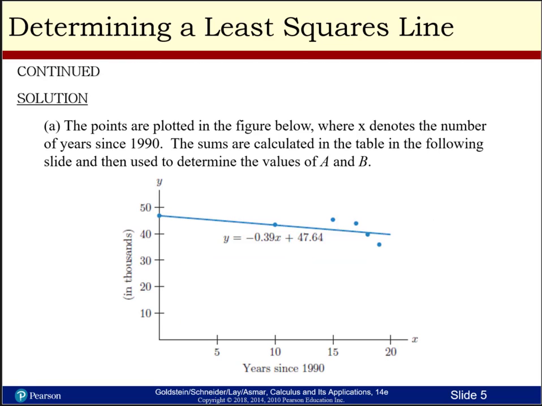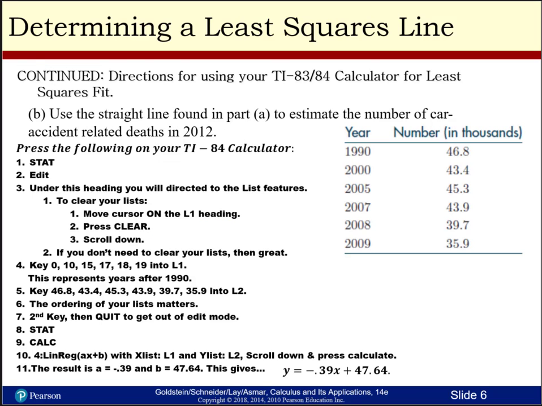So the points are plotted in the figure below, where x denotes the number of years since 1990, so you plot them. The sums are calculated in a table in the following couple of slides, and then we're going to use those to determine the values of a and b. Well, first I'm going to do it with the calculator, and then I'm going to do it by hand. So here we go. These are the directions for using your TI-83 or 84 calculator for least squares fit.